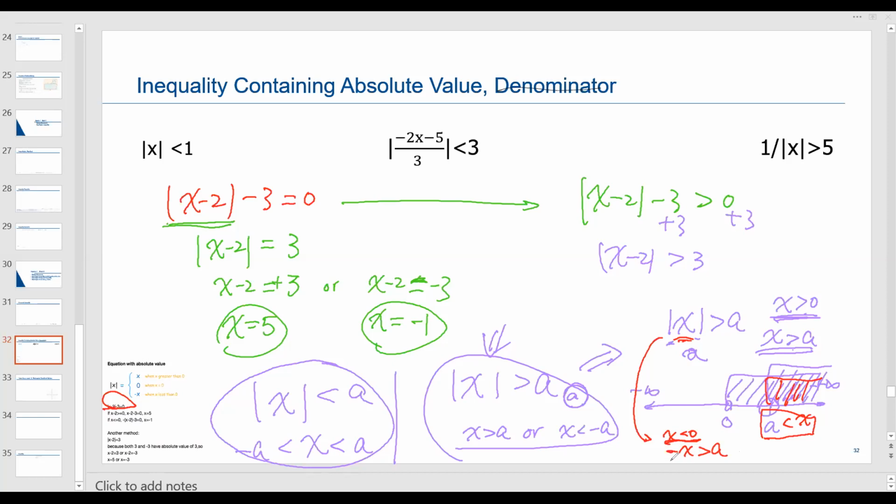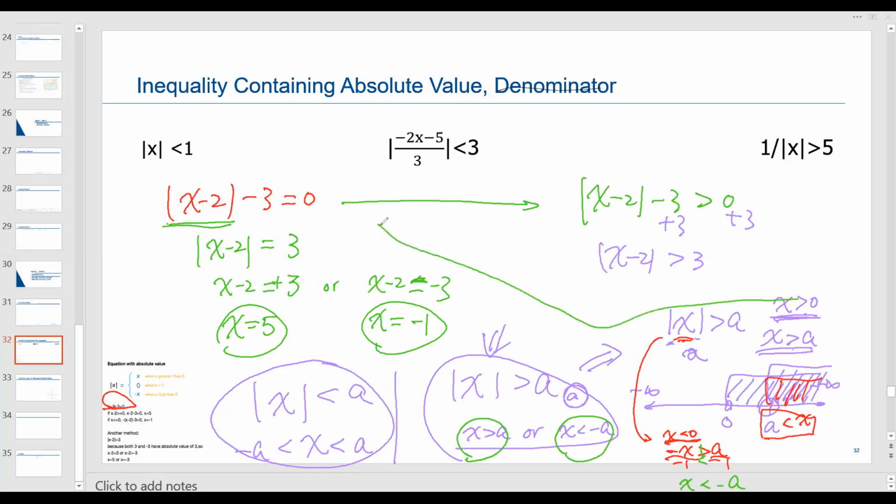Divide by negative 1 means we need to change the alligator mouth, right? The opposite, so it becomes less than. So the left part becomes X less than negative A. That's what I say. It has two parts here, right? X greater than A or X less than negative A. Okay, so go back to these examples.